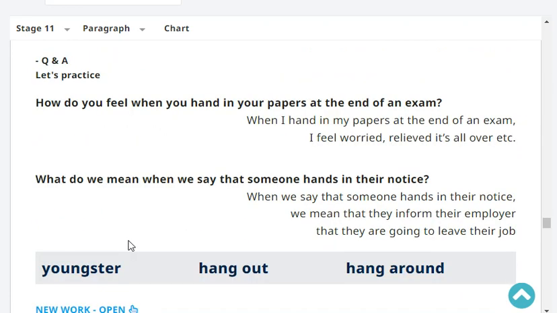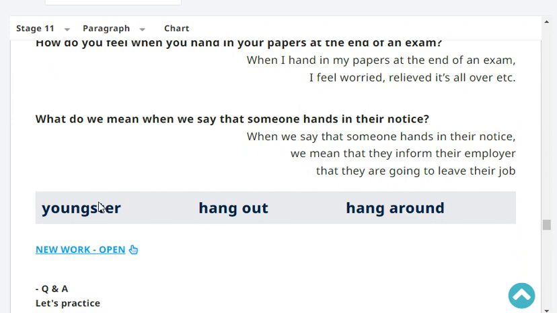Okay. How do you feel when you hand in your papers at the end of an exam? When I hand in my papers at the end of an exam, I feel worried, relieved, it's all over, etc. Very good.